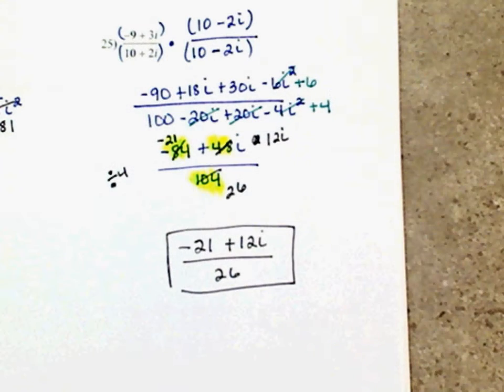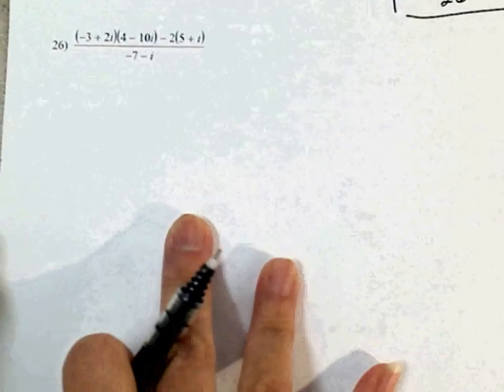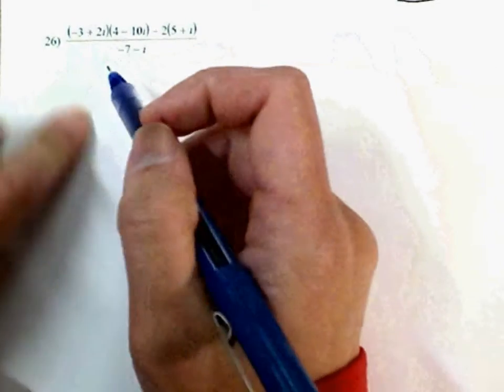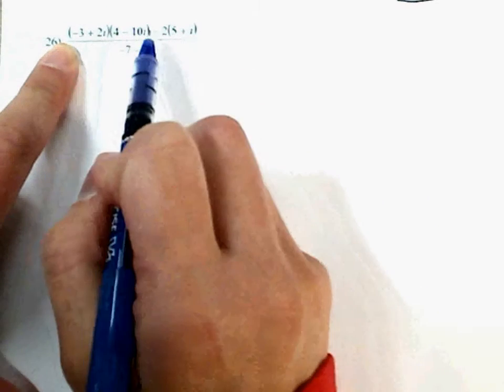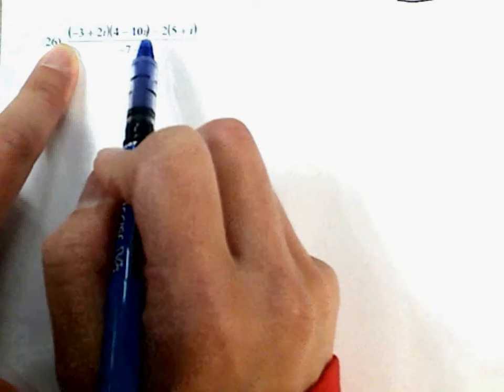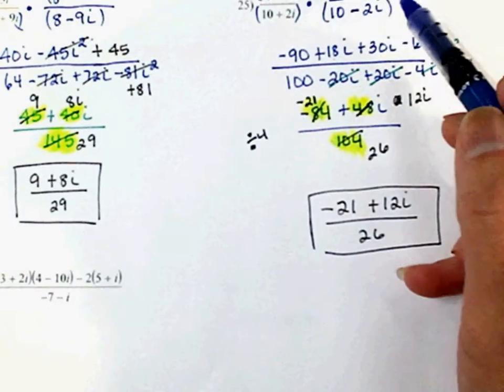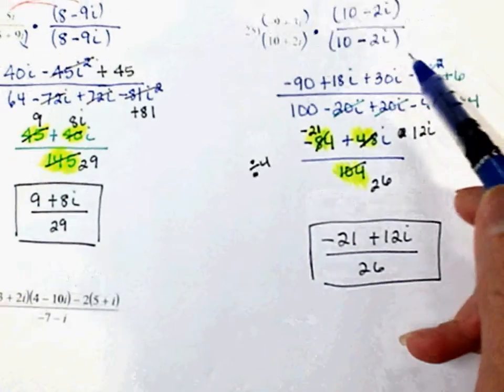Next part, number 26. It looks complicated, but it's really not bad. If you look at 26, do you see how you have everything on top right here? Do that first before you start to do this part. Make sure you take care of that top first.